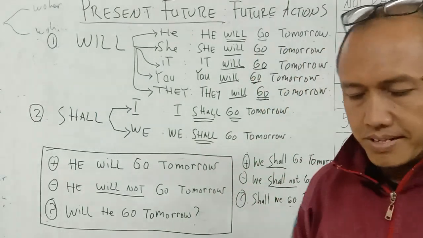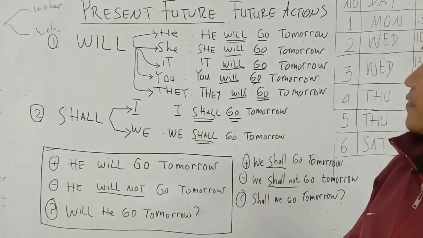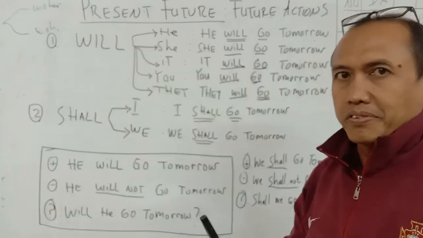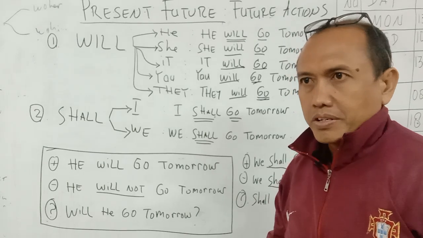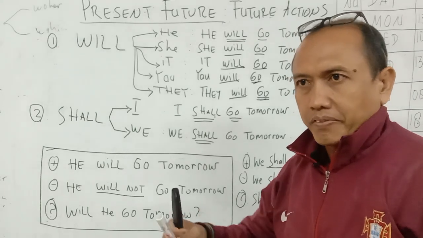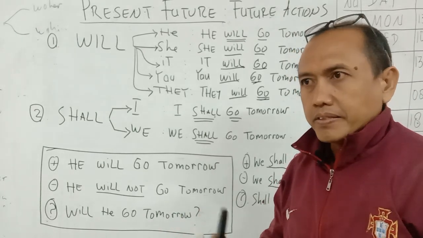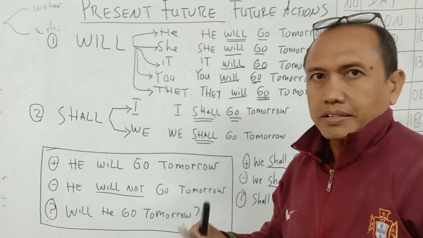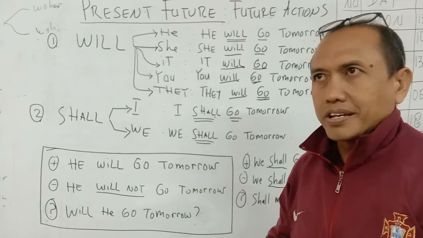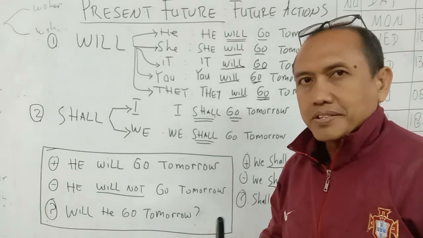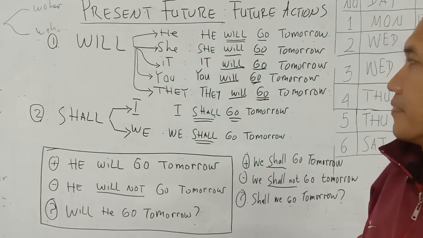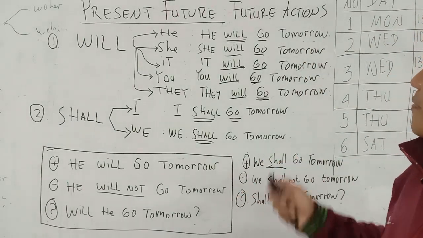Now, I want to talk about present future. Present future is for the future action. You make a plan for the future action, and the action is not yet happening, or I can say the actions haven't occurred. Okay, let's see present future.